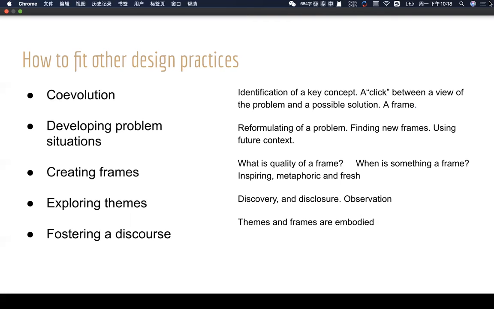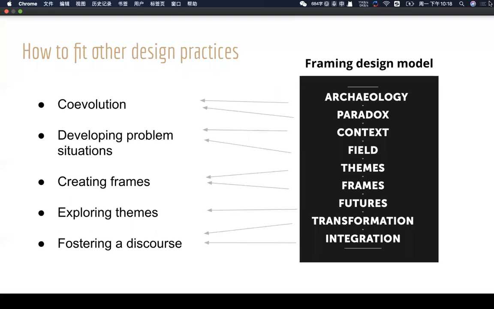That is where themes and frames are embodied and appear as activities, such as exhibitions, presentations, and later on developed for future use. To recap and display schematically the way the frame and model fit into other design practices, take a look at the next slide, where the left side represents 5 key design practices and the right one is the framing design model.